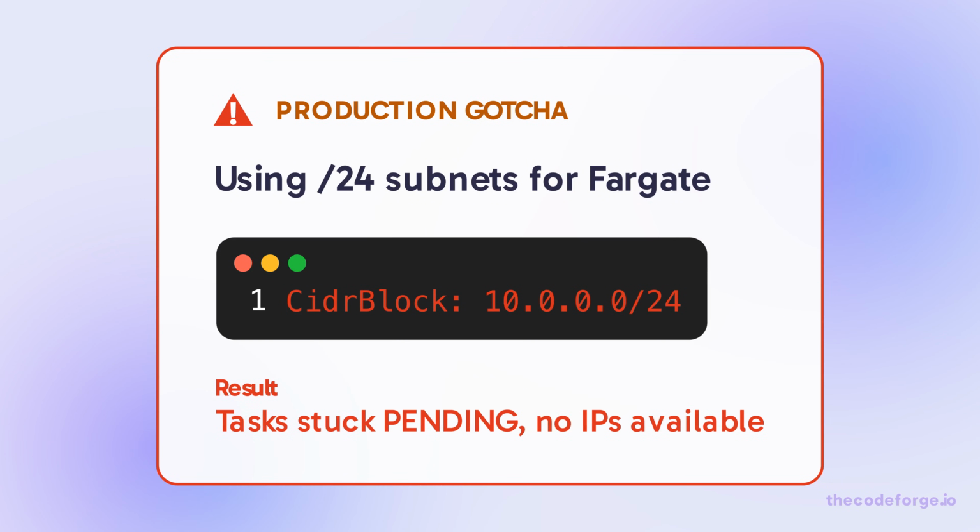Using /24 subnets for Fargate is a common mistake. Each task consumes one ENI with a private IP. A /24 subnet only has 251 usable IPs, which is quickly exhausted by tasks and infrastructure. Always use /20 or larger subnets for Fargate workloads.